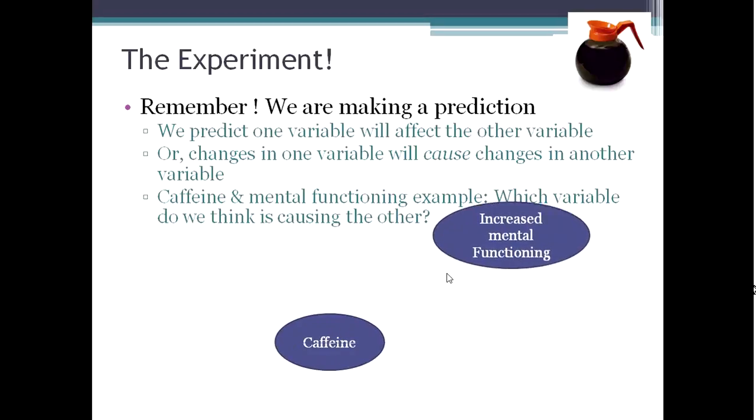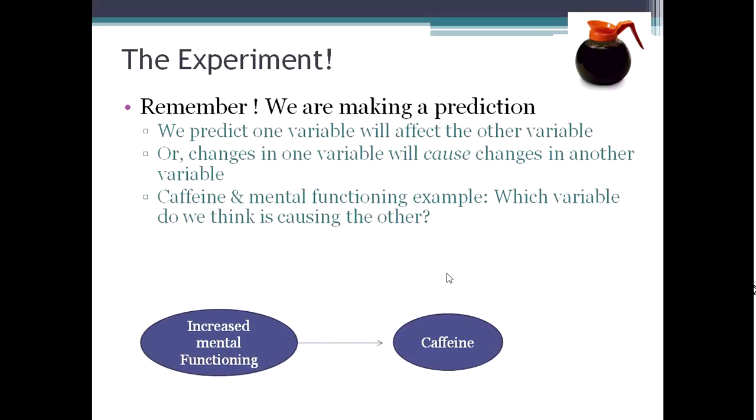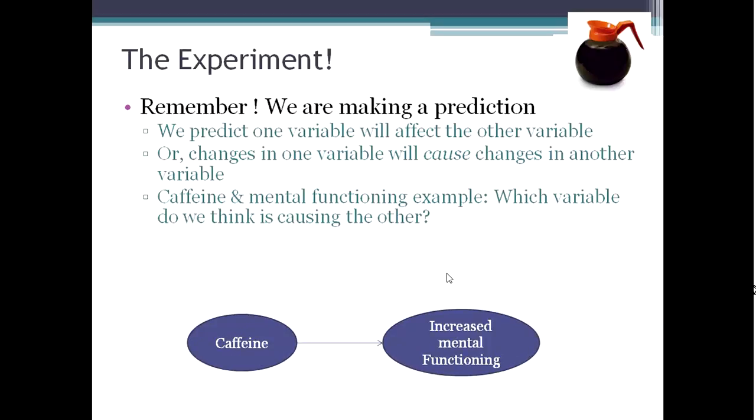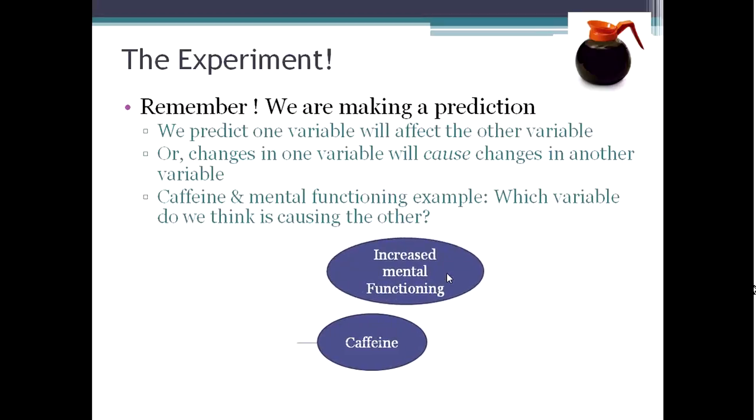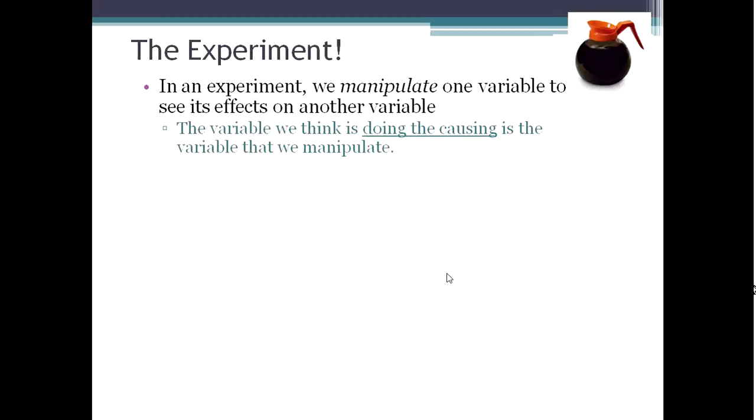However, it's quite possible that this could be the other way around, right? If we observe that there's a relationship between caffeine consumption and increased mental function, right? As caffeine consumption goes up, mental functioning goes up. It could just be that people with higher levels of mental function just tend to gravitate towards caffeine for whatever reason, right? So even though we have this predicted causal relationship, we can't know whether or not one variable causes another without doing an experiment, right?